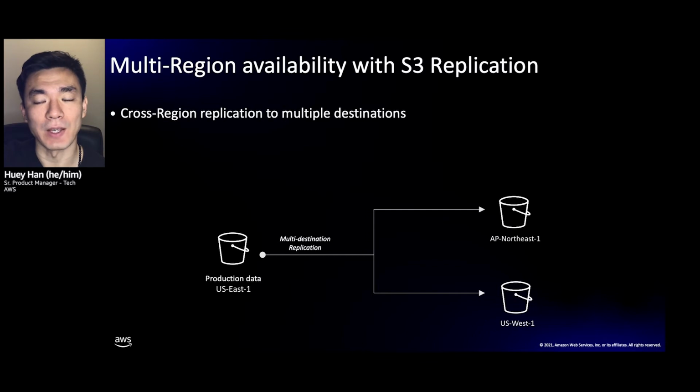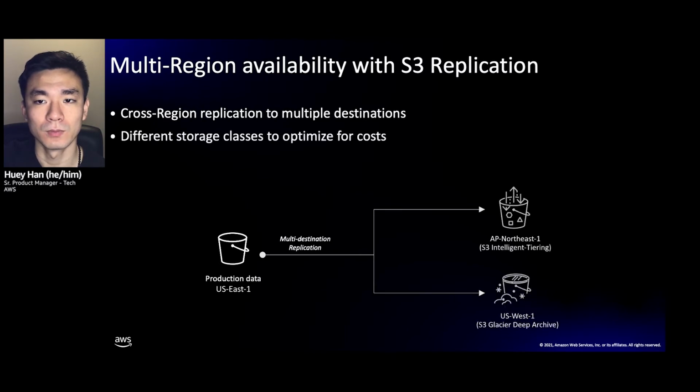Additionally, they also have a disaster recovery objective to replicate their production data to another region for better data protection. And for this, they choose to replicate to US West 1, a different region from their primary region, for better resiliency. Furthermore, this customer wants to optimize for cost. So for the AP Northeast 1 bucket, where the customer expects their users to do reads on the data, they opt to use Intelligent-Tiering.